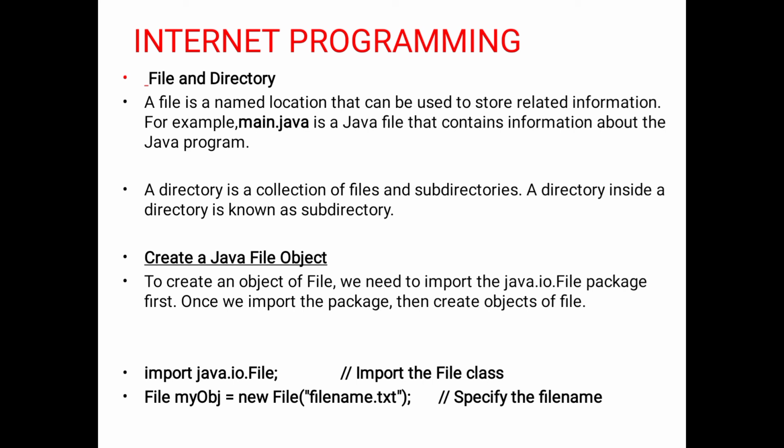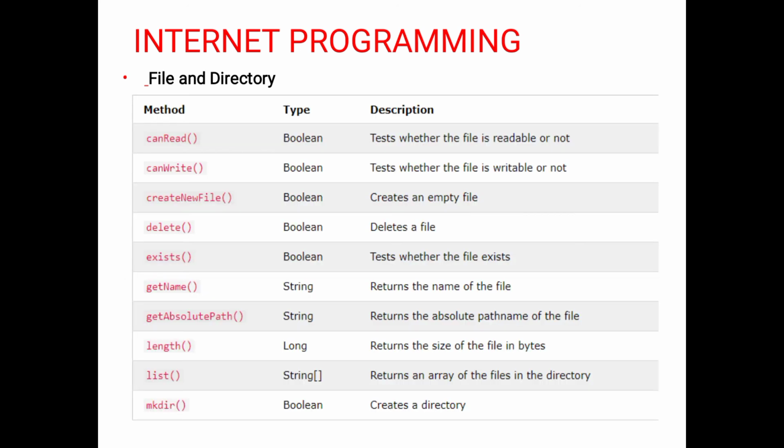Then File myObject equal to new File of the file name .txt, that is the extension of the particular file. Here the file name means there is one file, for example abc.txt. Here txt is the extension name of the particular file, right?